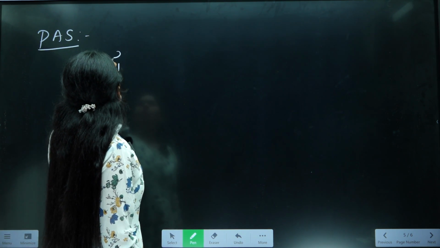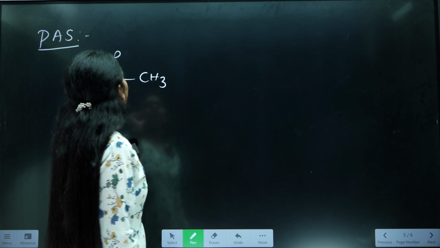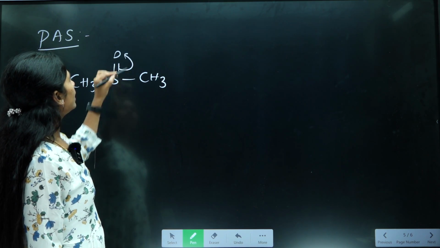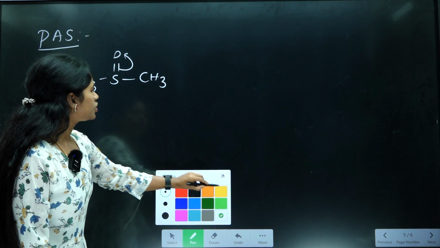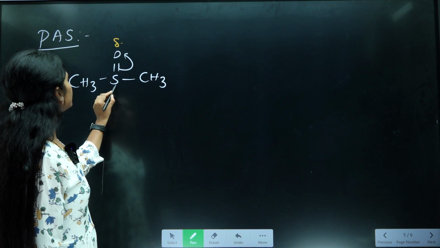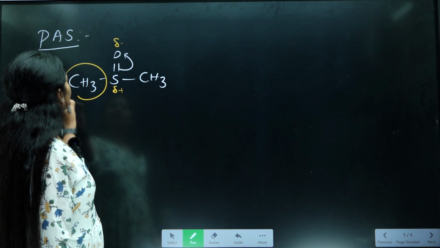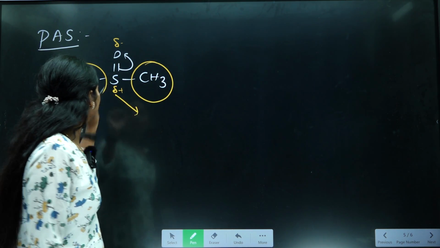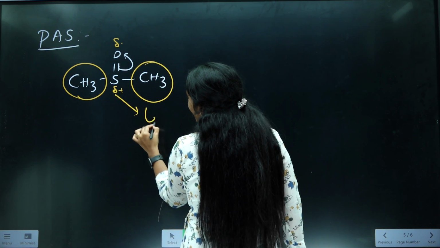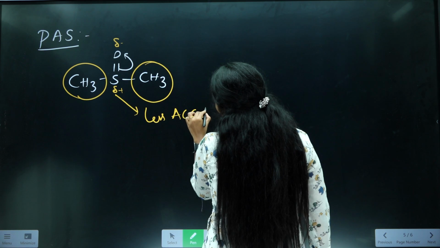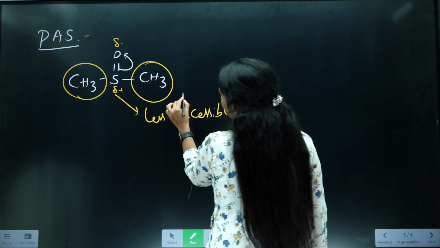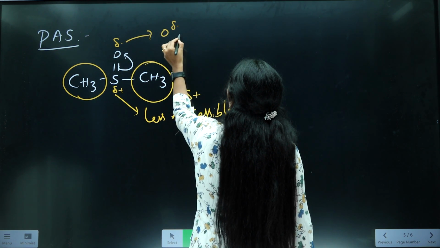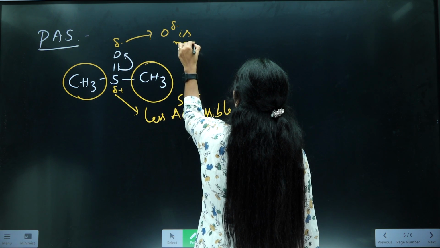A little twist, if you understand. Done. This sulfur and oxygen is there, right? This oxygen is more electronegative than the sulfur. So, oxygen gets a negative charge, sulfur gets a positive charge. Due to the groups around the sulfur, this positive charge is less accessible. S plus is less accessible. This O minus is more accessible.